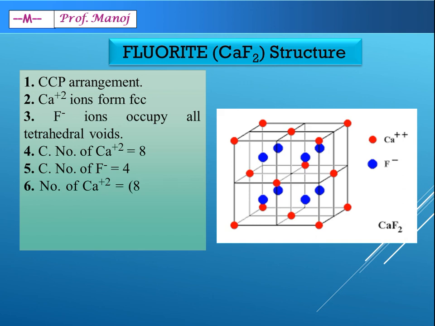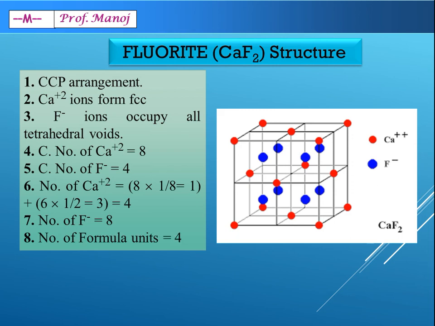The number of calcium ions is going to be 8 into 1 upon 8, that is 1, and 6 into half, that is 3, totaling 4. The number of fluoride ions is going to be 8. So here the ratio is 1:2, and the number of formula units will be 4 once again.